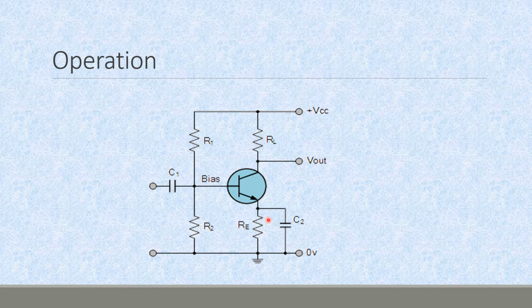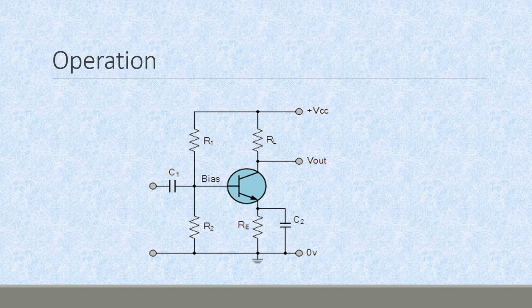The DC biasing current flowing through the collector of this transistor is equal to the current flowing through this load. So this is about the operation of Class A amplifier.